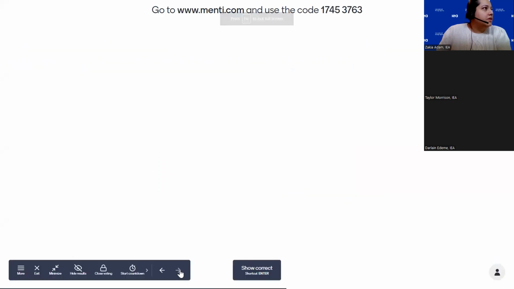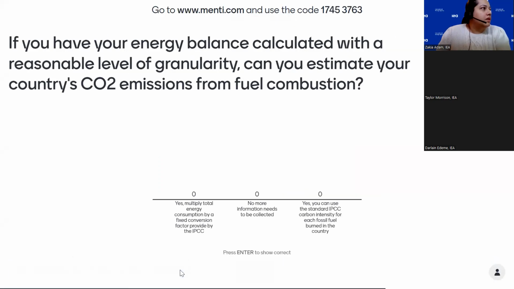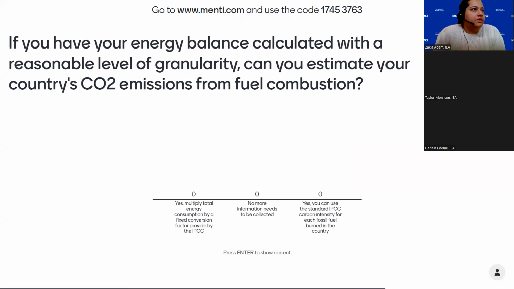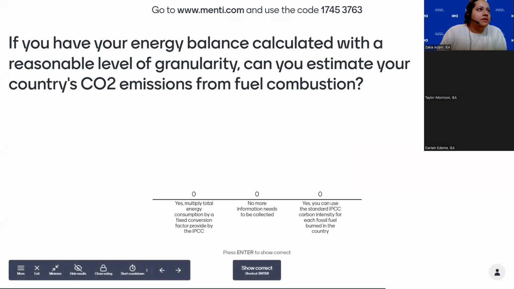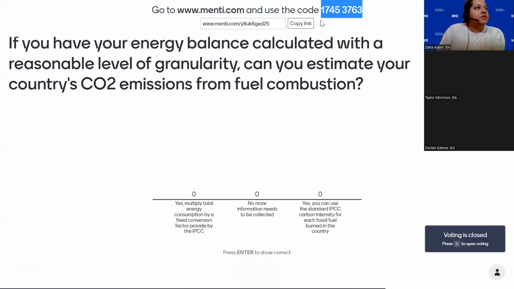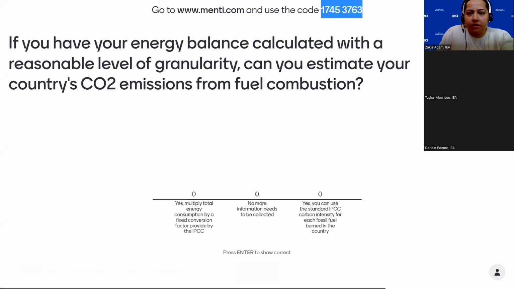So can you connect again to www.menti.com and use the code that appears up on the screen, 1745 37 63. I try to put it in the chat box. It's the same code as earlier. So 1745 37 63.